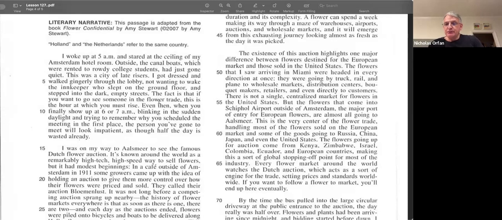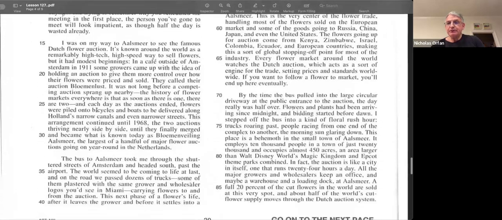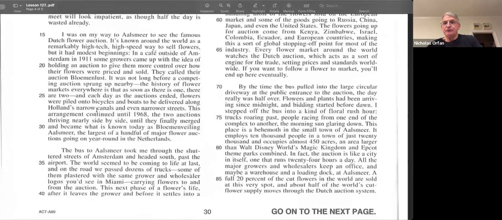Every flower market around the world watches the Dutch auction, which acts as a sort of engine for the trade, setting prices and standards worldwide. If you want to follow a flower to market, you'll end up here eventually. By the time the bus pulled into the large circular driveway at the public entrance to the auction, the day really was half over.